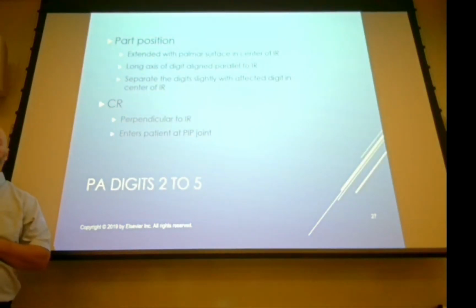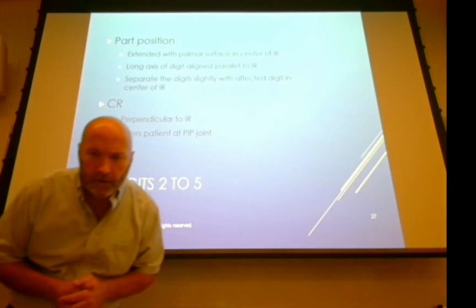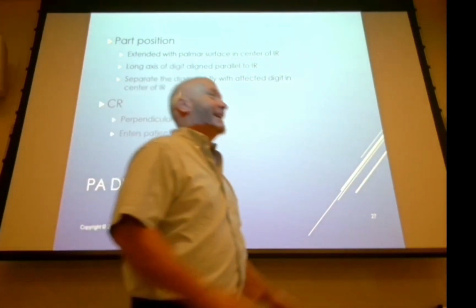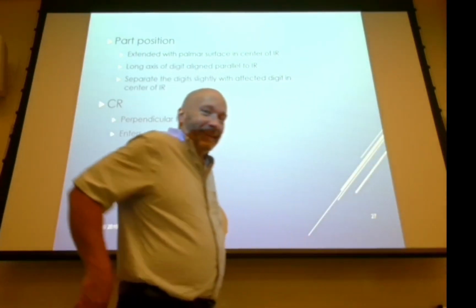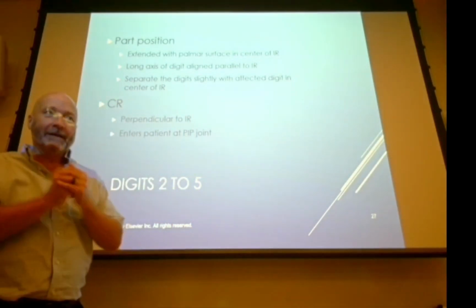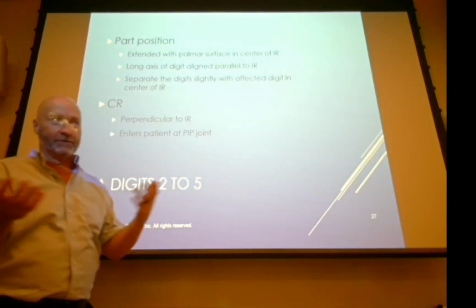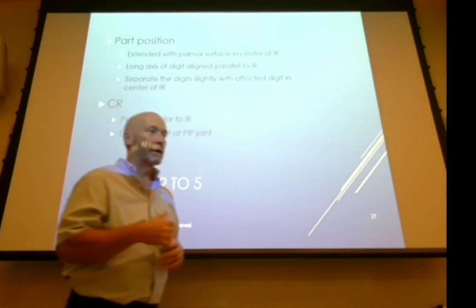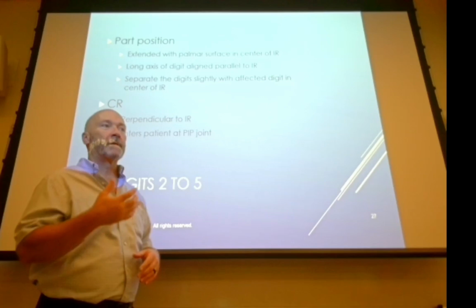How bad am I on time? 57. Oh, 37. I thought you said 57. All right. So my purpose in this is to try to get enough for them to cover in lab. So that's fingers. Any question on fingers?